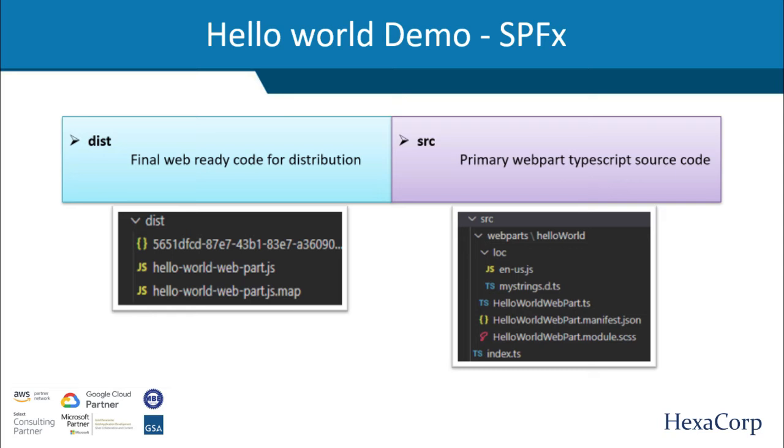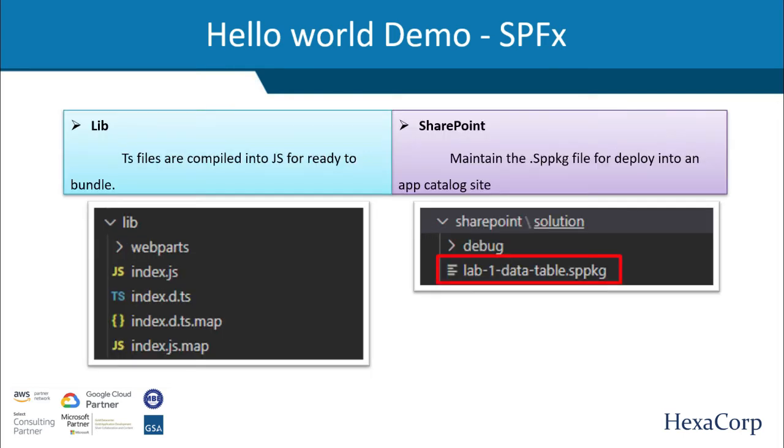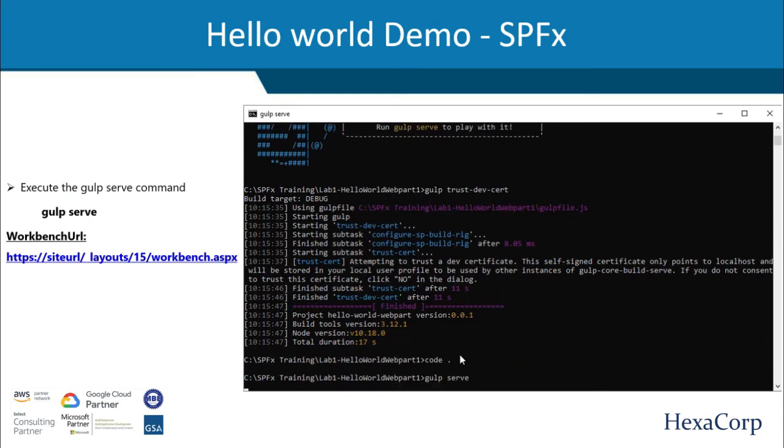SRC. Contains the Webpart TypeScript source code. LIB. This folder contains the TypeScript files that are compiled into JavaScript which can be bundled and distributed. SharePoint. Maintains .sppkg file for deploying to app catalog site. Run the gulp serve command to open the Webpart in local workbench.